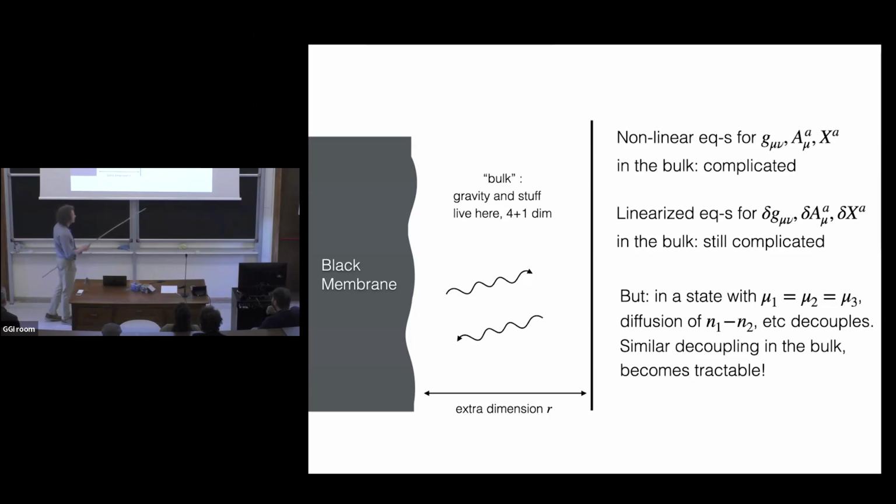But if you look at a state with all the chemical potentials equal to each other, then just like I showed you earlier in this example in hydrodynamics, in this state the diffusion of N1 minus N2, N2 minus N3, and N3 minus N1 decouples. What this means is that there is going to be a similar decoupling in the bulk. So the fluctuations for A1 minus A2, A2 minus A3, or A3 minus A1 decouple and obey very simple equations. This now becomes very tractable, and out of this horrible mess of equations, you have this decoupling, and now you can do stuff with that.